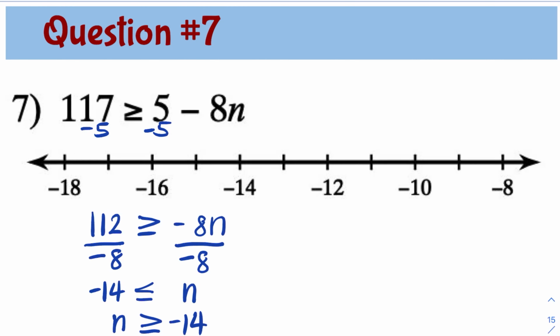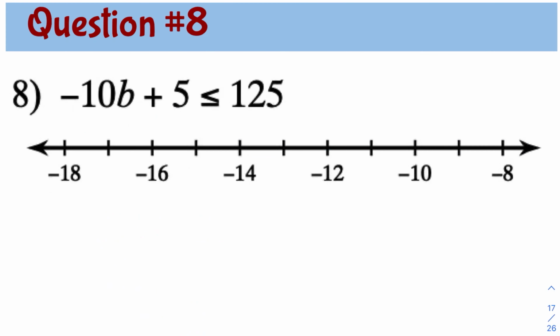To graph this inequality, negative 14 is part of the solution, so it's a closed circle. It's greater than or equal to, so the arrow should be pointing to the right. So this is the graph of n is greater than or equal to negative 14.